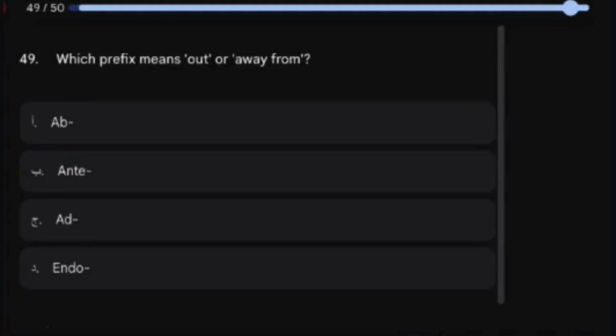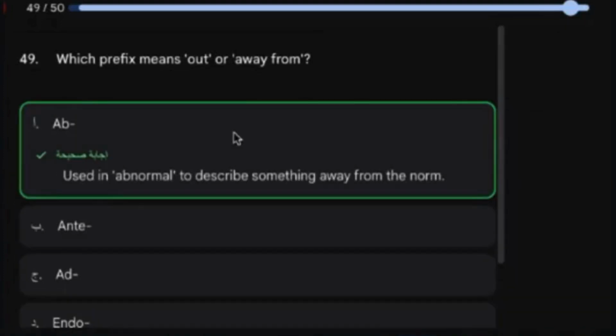Which prefix means out or away from? Is it ab, anti, ad, or endo? It is ab. Like, for example, when we say abnormal, which means it's something away from the normal. When we say abducting the arm, it means moving the arm away from the body. Ad, in contrast, means close or towards something, like advancing towards your goal, or adducting your arm, moving your arm close towards your body.